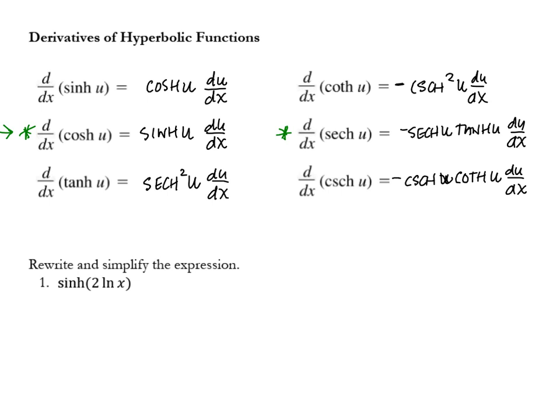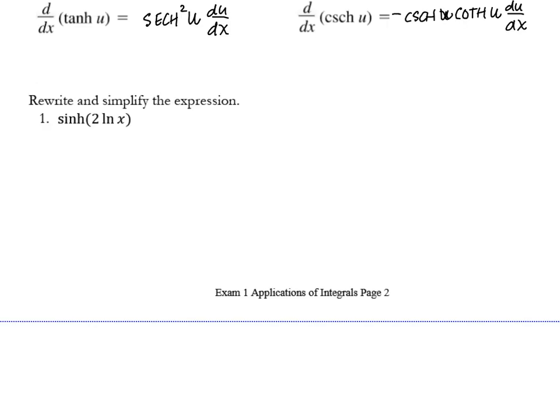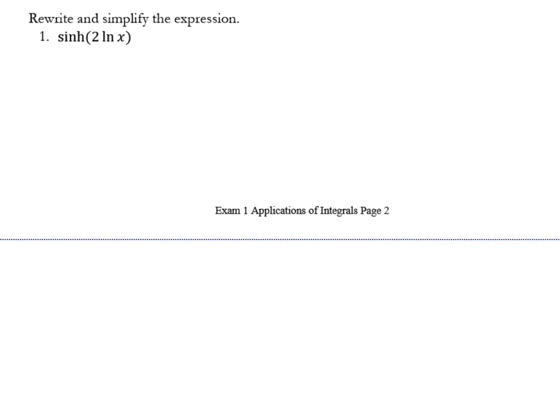Okay, so using these identities, we can rewrite expressions and we can also differentiate them. To take the derivative with respect to x of the function sinh of 2 natural log of x, we will need the chain rule.